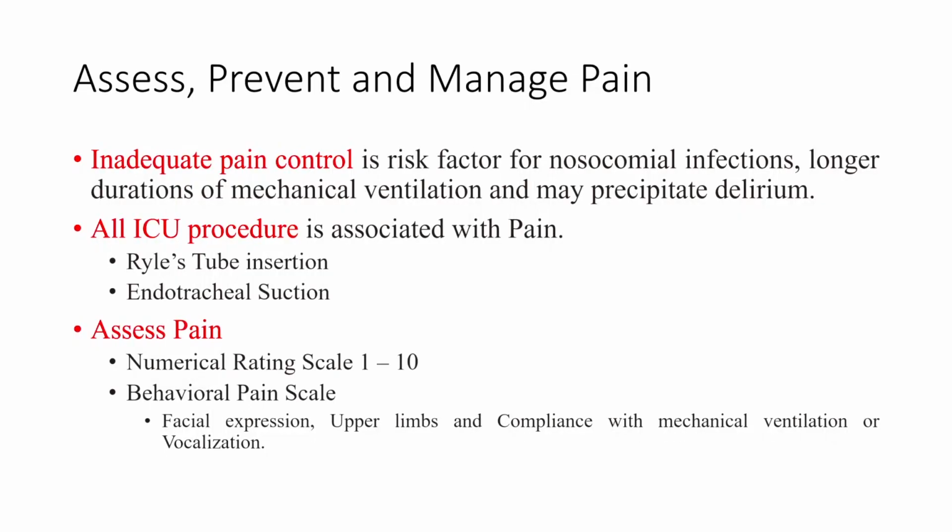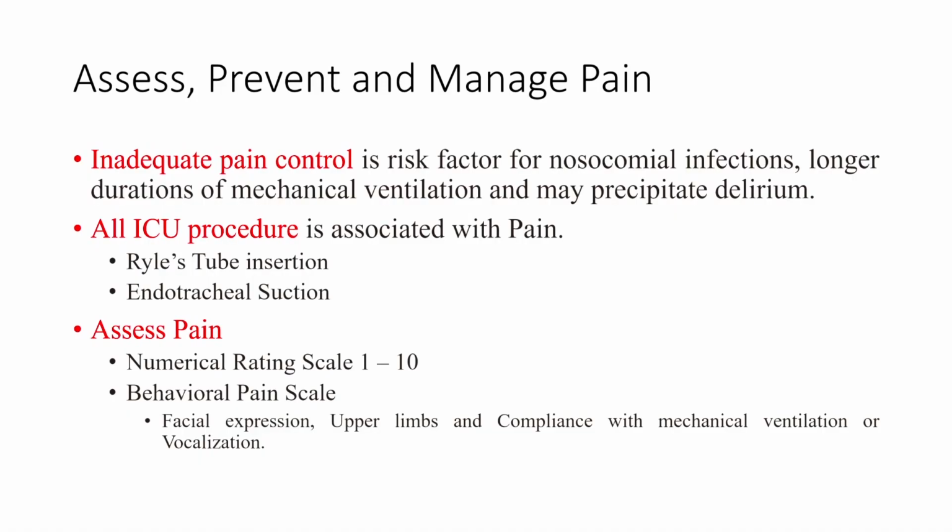Pain. Inadequate pain control is one of the major risk factors for nosocomial infection, longer duration of mechanical ventilation and precipitation of delirium. Even putting in a Ryle's tube, removing a Foley's catheter or doing endotracheal suctioning is a painful experience. So how to assess it? Simplest is the numerical rating scale, that is 0 to 10. 0 is no pain, 10 is excessive pain or the worst pain a person could have experienced.